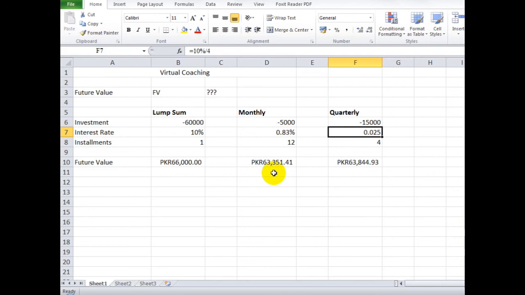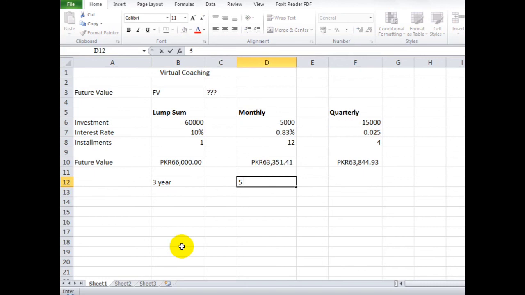And this is actually the concept of compound interest also. Now I would want you to calculate the same amount for 3 years. What if we invest our money for a period of 3 years and for a period of 5 years? So try this and let's see what results you get out of it.